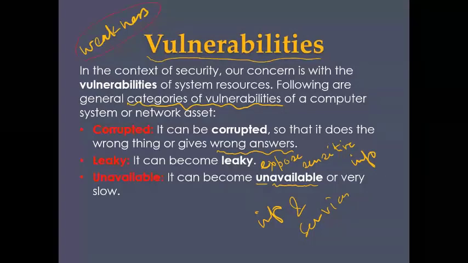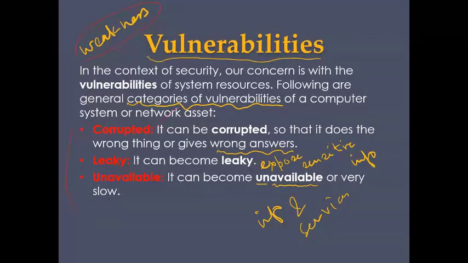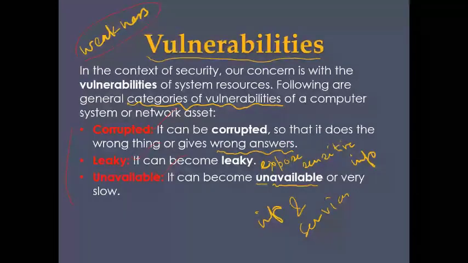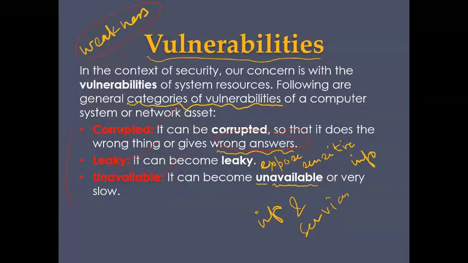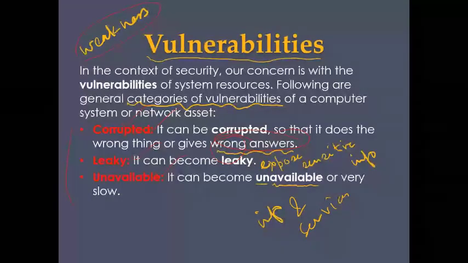Vulnerabilities are actually the weaknesses inside the system. They can be categorized into different categories: corrupted, leaky, or unavailable. Corrupted means the system can be corrupted so that it does the wrong things or gives wrong answers. If the vulnerability is of the corrupted type, you will always get wrong answers, wrong results.